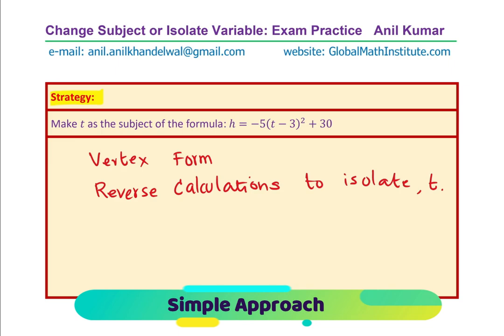Let's try to understand what is going on here. (t minus 3) whole squared is the first thing which you are going to do. Multiply by minus 5 and then add 30 to get your result, which is height in this particular case. Now to get t, the reverse calculation will start from the back side. That is, you can begin from the reverse side. Correct? That is the reverse calculation.